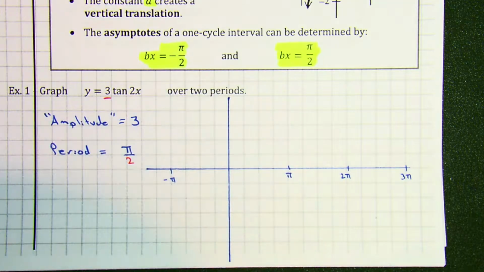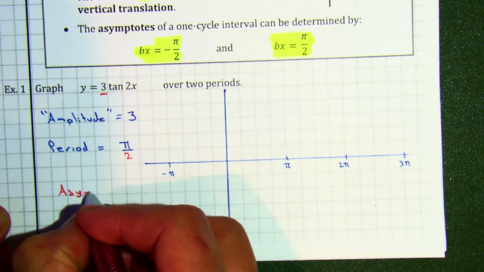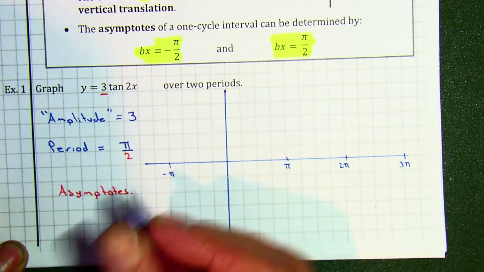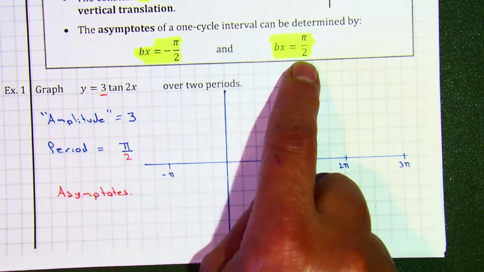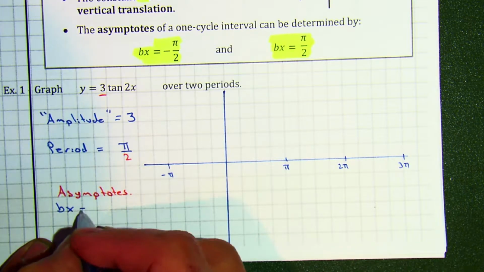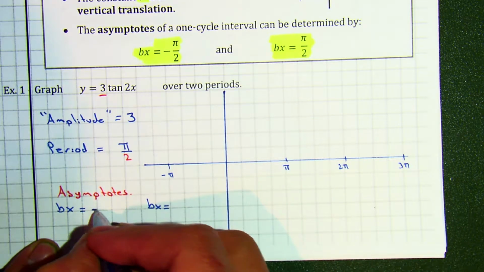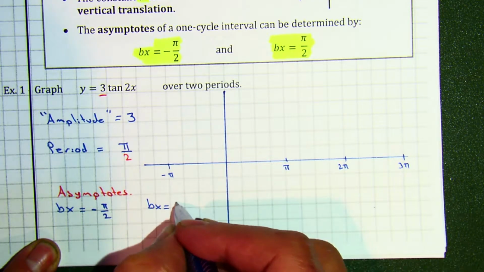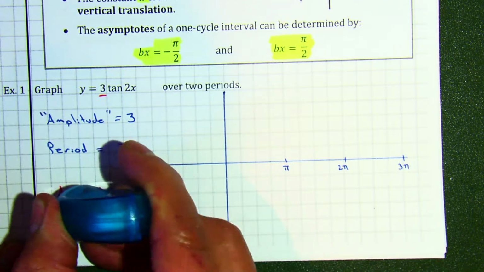In order to graph it, I need to be able to find my asymptotes. Where before we were using our period, now we are going to be using our asymptotes to be able to graph it. It will be bx equals negative pi over 2 and positive pi over 2. But in this case, our value of b is 2. So we're going to replace it with a 2.